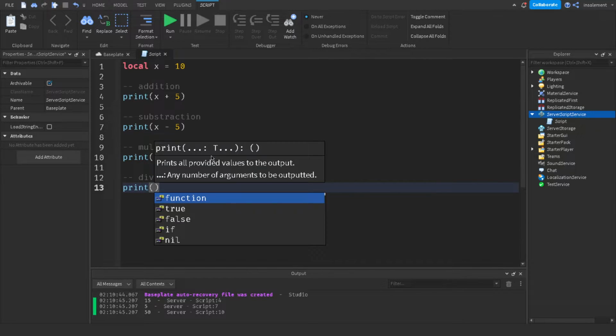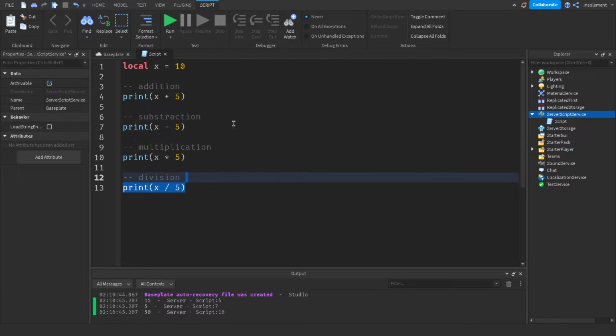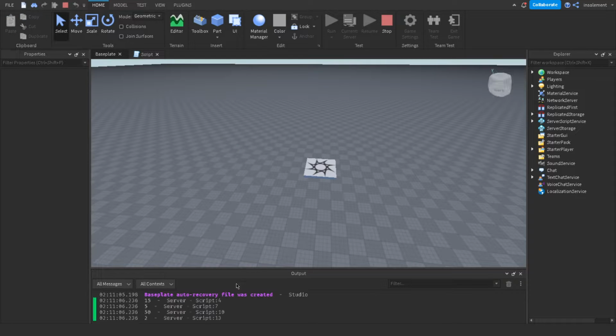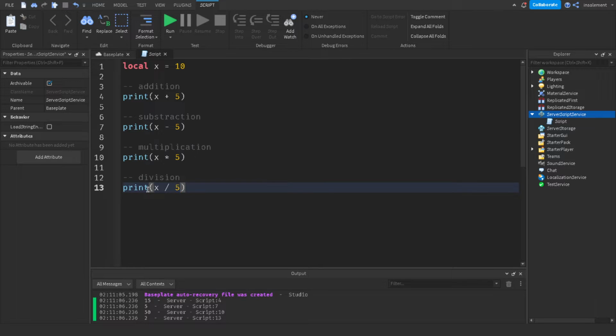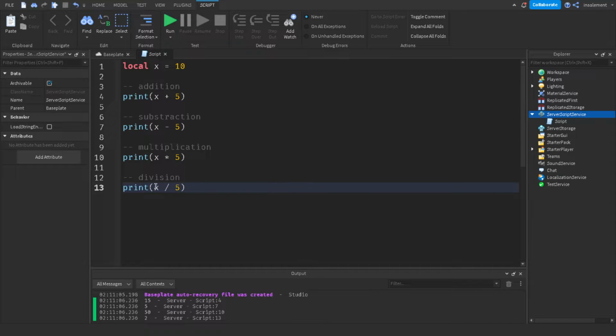So if we were to print x divided by 5, using a forward slash, we can see that it outputs 2, because 10 divided by 5 is 2, right?